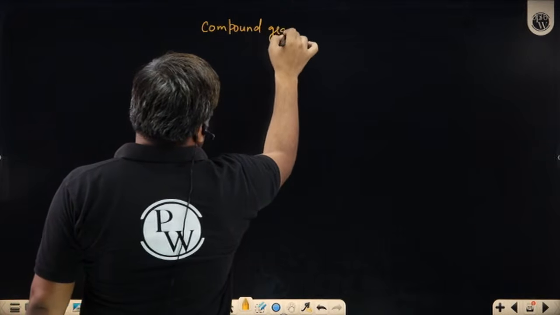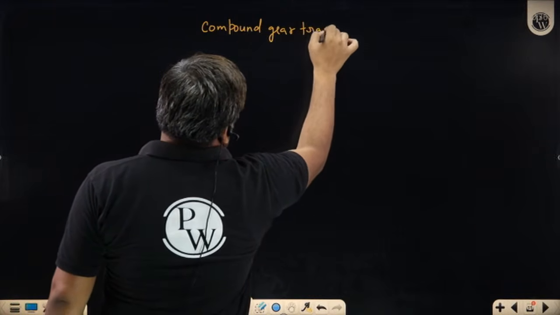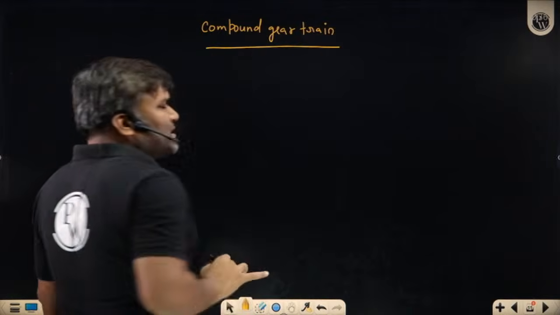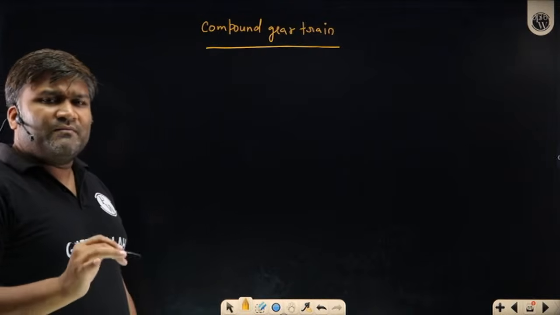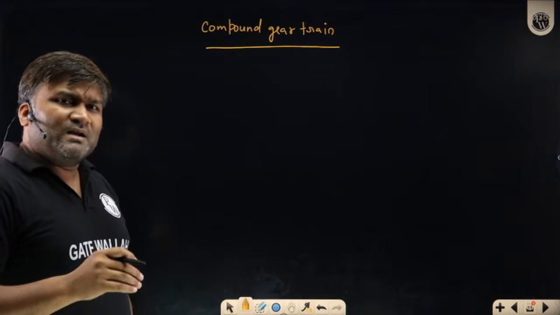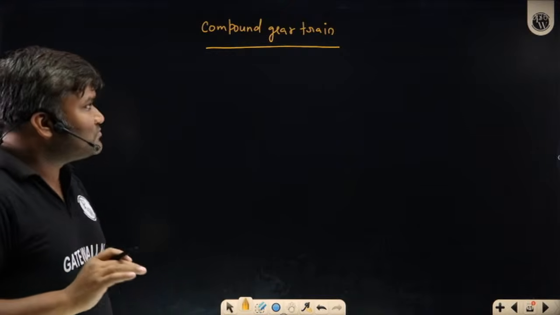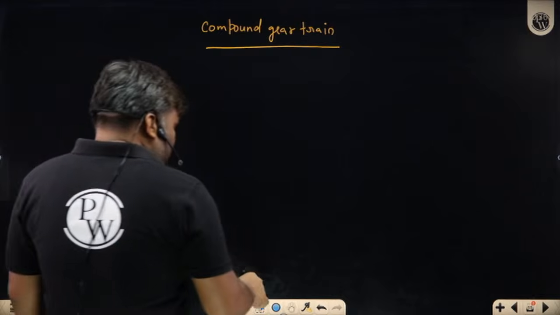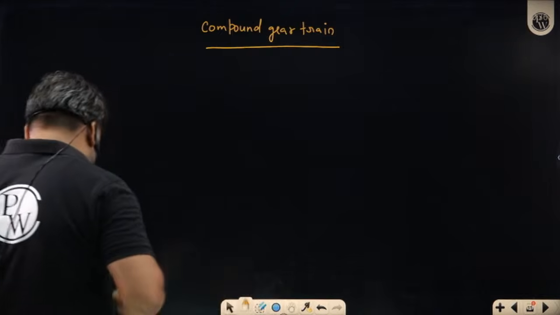Compound gear train. And believe me, beta, this chapter, gear train, is very, very scoring in nature. In examination, whatever questions they will be asking, it will be very easy to solve. Compound gear train. Okay, let me tell you another shortcut method.